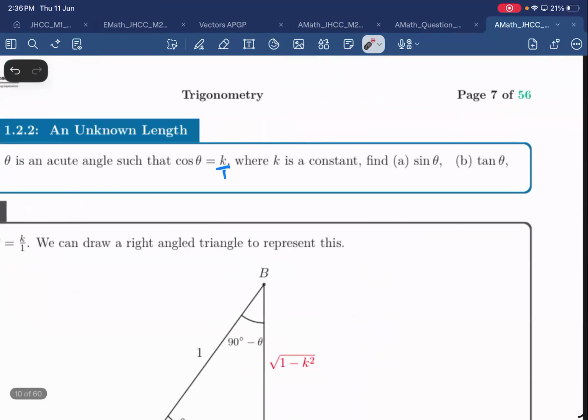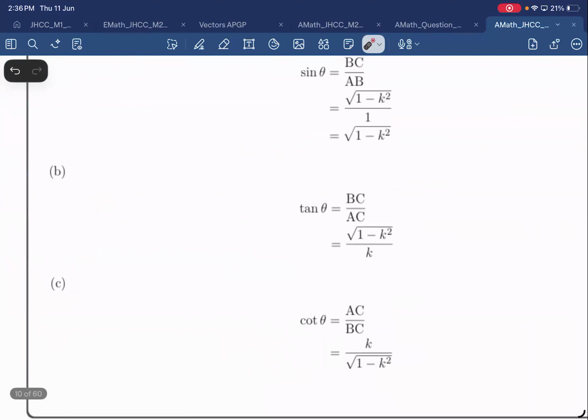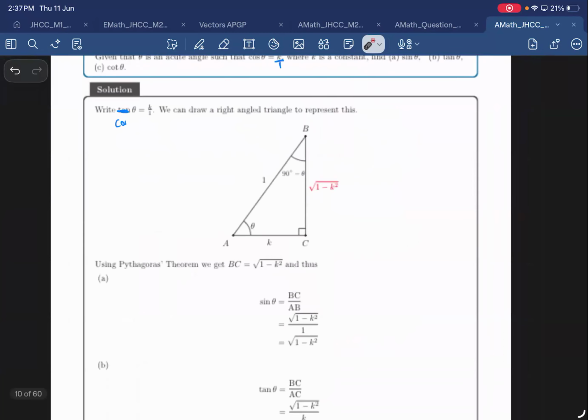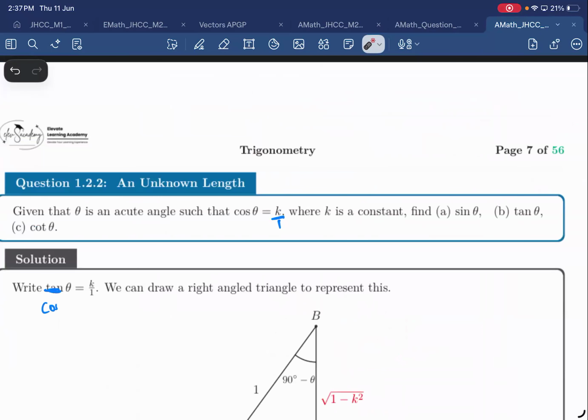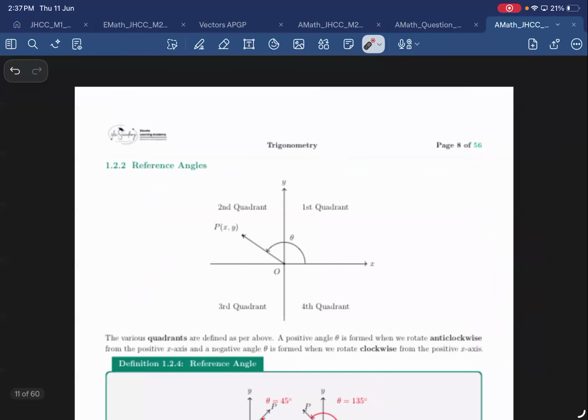Then lastly, cotangent theta. Cotangent theta is just 1 over tangent, so just flip around: k over square root of 1 minus k squared. If you want to rationalize, you can also. If it's an actual number inside, you would definitely rationalize, but this one, because it's unknown, you can leave it as such. Any questions about this? As I said, the main trick is really just the fact that it's k over one, instead of writing it as a fraction, because most of the time you see it as a fraction, and it's very obvious. Then moving on.